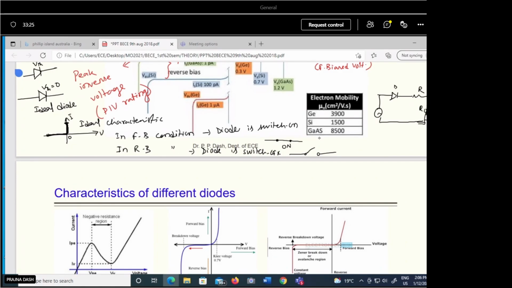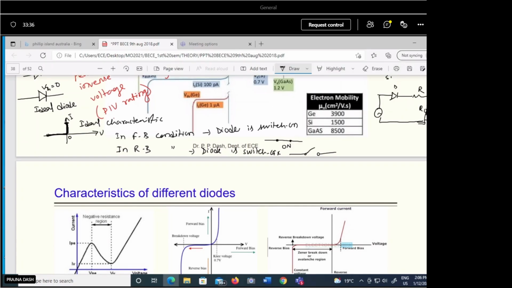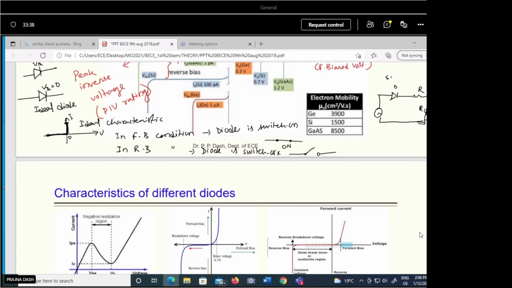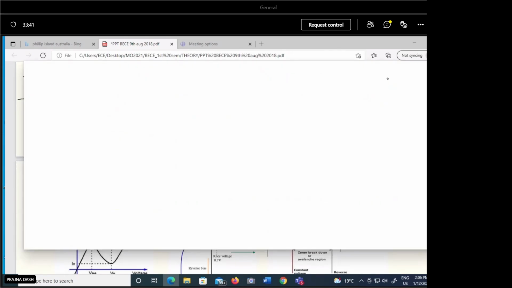So in this case you have to analyze which kind of diode is mentioned, whether it is a silicon diode or germanium diode or any specific type of diode, then you have to apply the knee voltage.